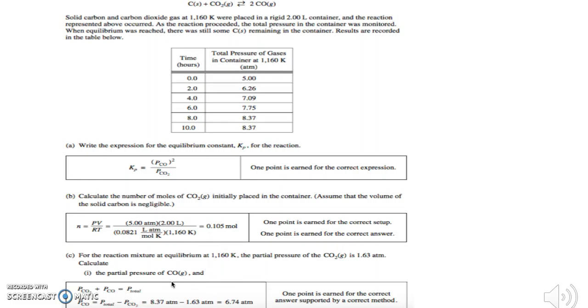C asks for the partial pressure of carbon monoxide given the partial pressure of carbon dioxide. So use partial pressures. So total pressure would be carbon dioxide plus monoxide. So to find carbon monoxide, you'd subtract. And total pressure is found in the table at the end hour, so at 10. So that's 8.37 atmospheres minus 1.63, and that equals 6.74 atmospheres for the partial pressure of carbon monoxide.